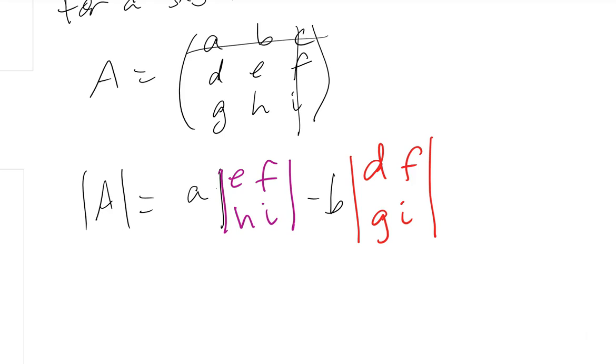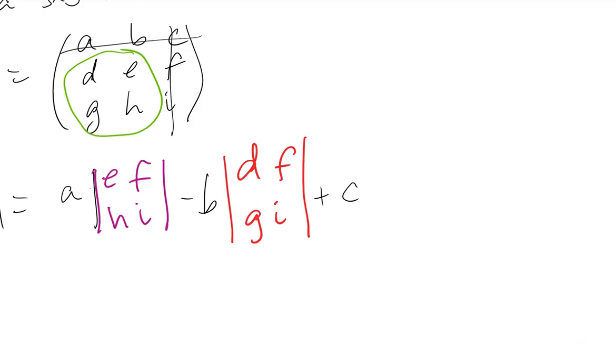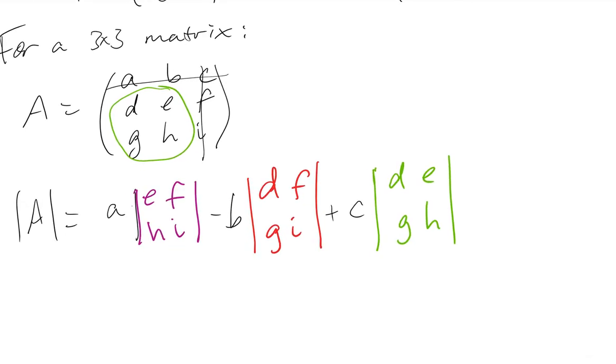And I multiply times C, so plus C. And then I take the determinant of what's left over. So that will be D, E, G, H. Okay? And that will be the determinant of the matrix A, right there, whenever you do this.